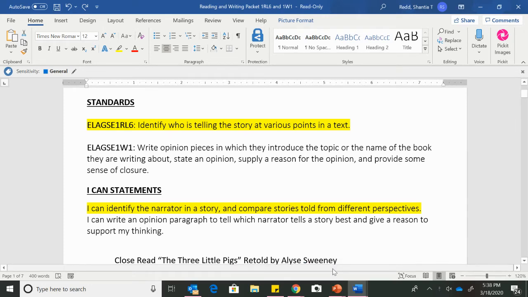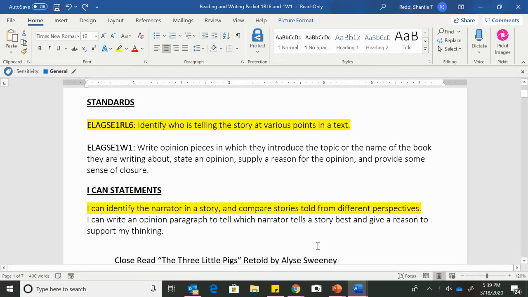Okay, so today we are going to be reviewing how to identify who is telling the story at various points in a text. Our I can statement tells us that today I can identify the narrator in a story and compare stories told from different perspectives. So at the end of this lesson, we'll be able to identify who is telling the story. Is it the author or is it a character?